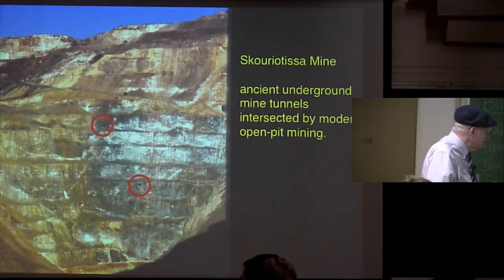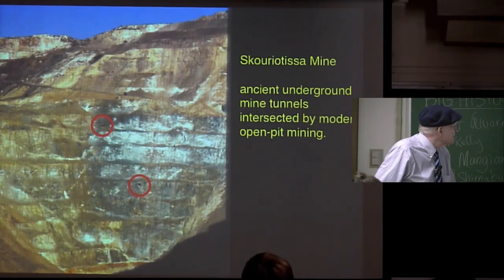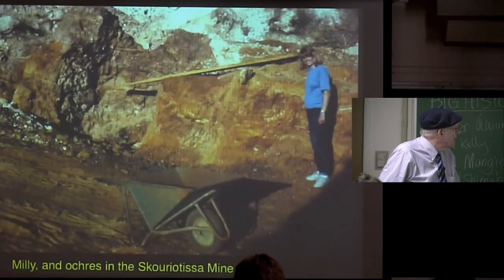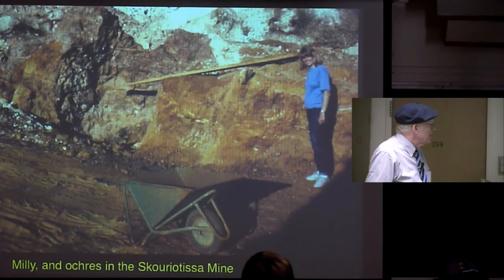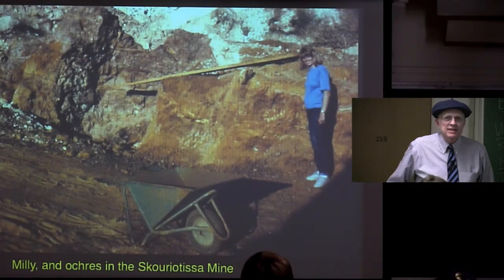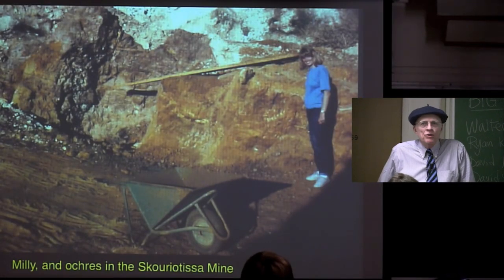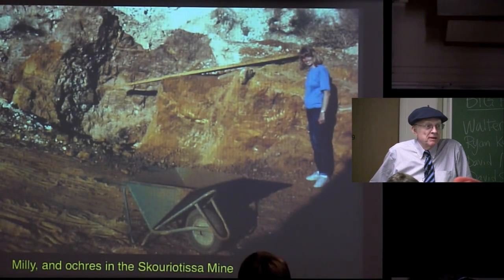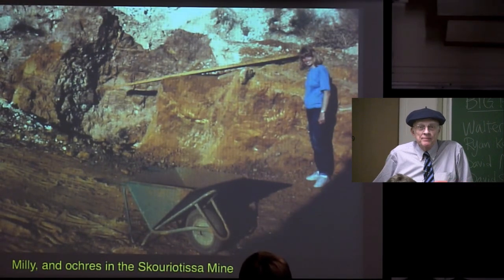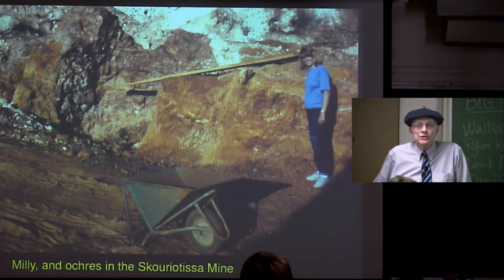So I thought this was absolutely fascinating to see this. And so we got to poke all around there. And here's Millie. And this is an example of what are called ochres. Is anybody here an artist and ever used ochre? Okay, ochre is a pigment. It's a kind of yellowish pigment that artists use in their paint. And this is the original source of ochre. All right?